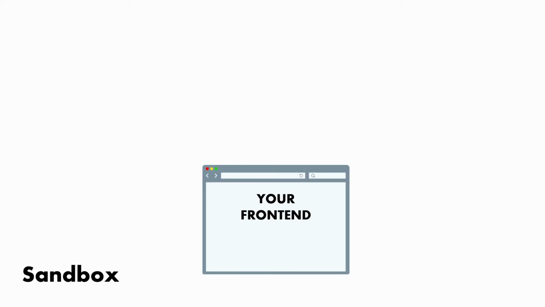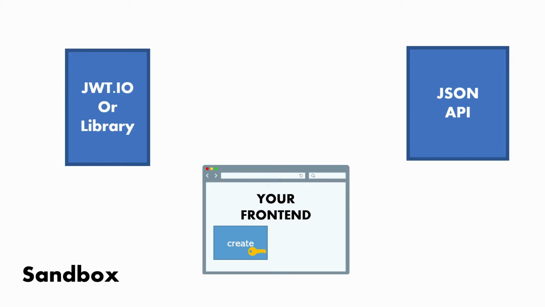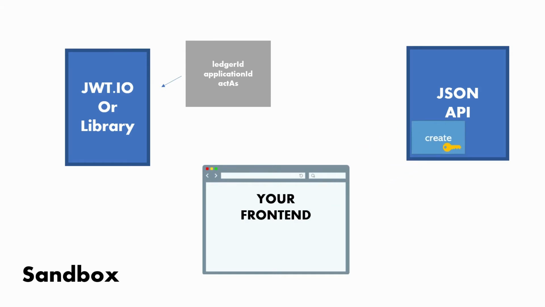In the instance of the sandbox, your front end will make a communication to the JSON API, but it cannot make it alone. It needs an access token that can tie the authorization to a party. And you can do that by getting it from JWT.io or from some JWT library. And how do you do that? In JWT.io, you have to supply the ledger ID, an application ID, and an actAs, which is the party. So once that is done, the access key is generated, and then you package it with your REST call, and that goes to the JSON API. And we're going to take a look at exactly that in the next few minutes.